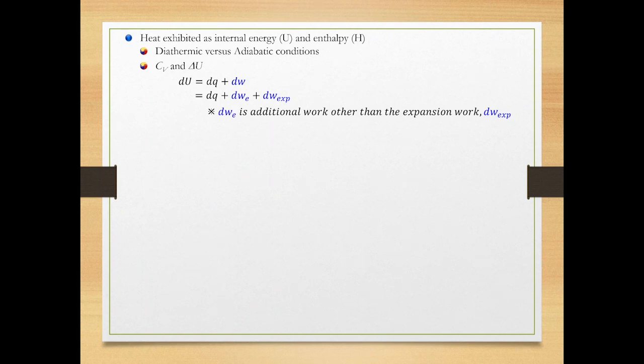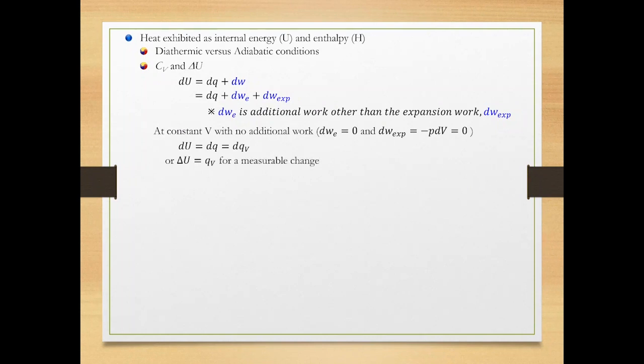by W sub EXP. Suppose the system undergoes a process at constant volume with no additional work. It implies dW sub E is 0 because there is no additional work involved in the process, and expansion work dW expansion is also 0 because expansion work is negative PdV and dV is 0 due to the condition of constant volume. Now the equation above is simplified to dU equals dQ or dU equals dQ sub V. The subscript capital V represents constant volume.